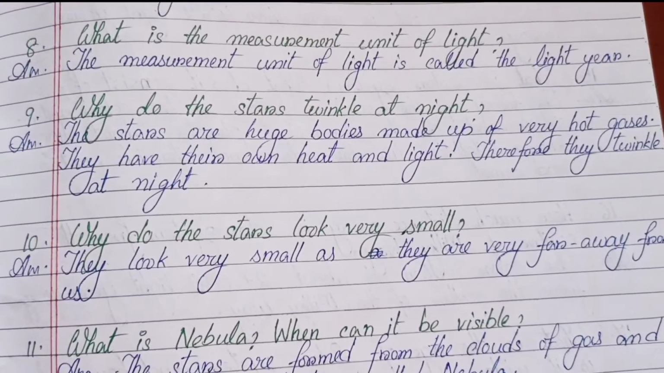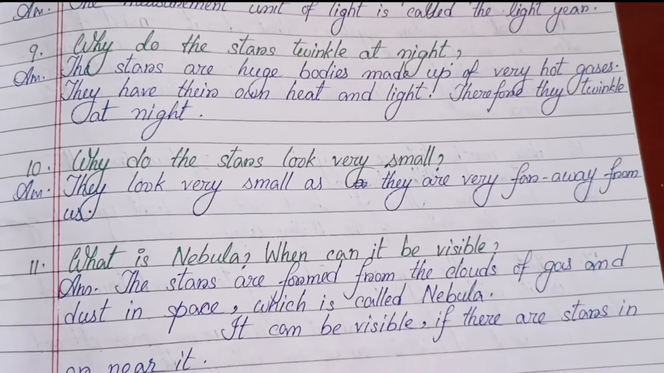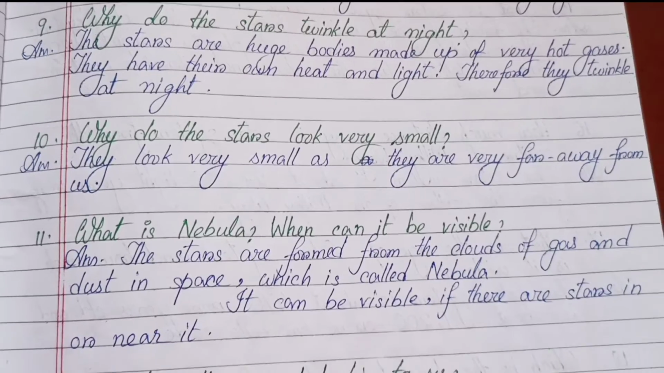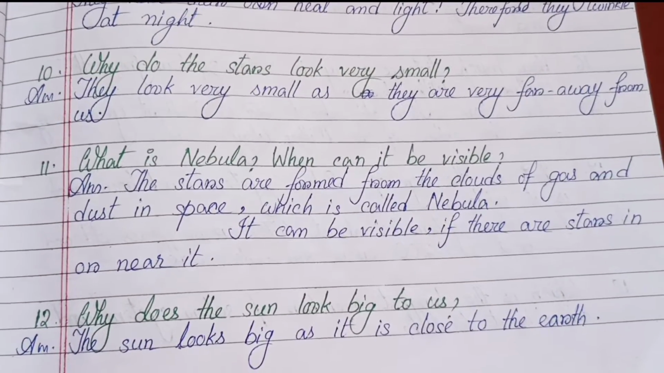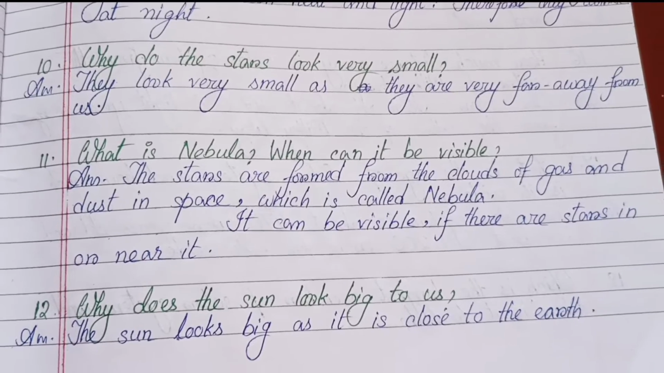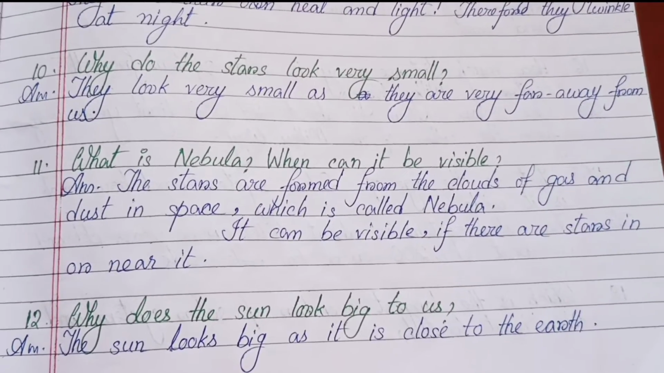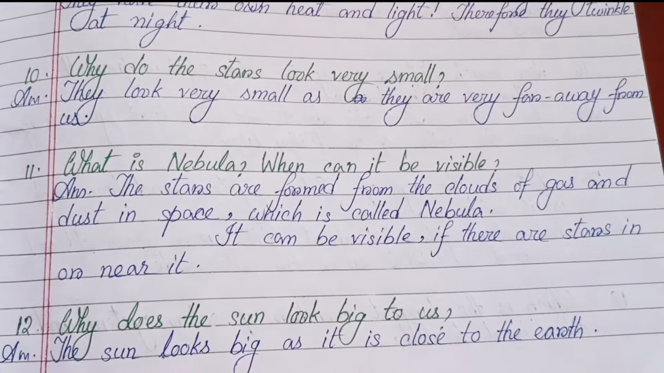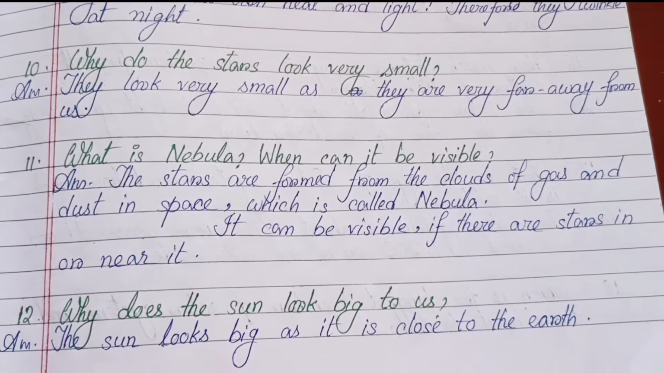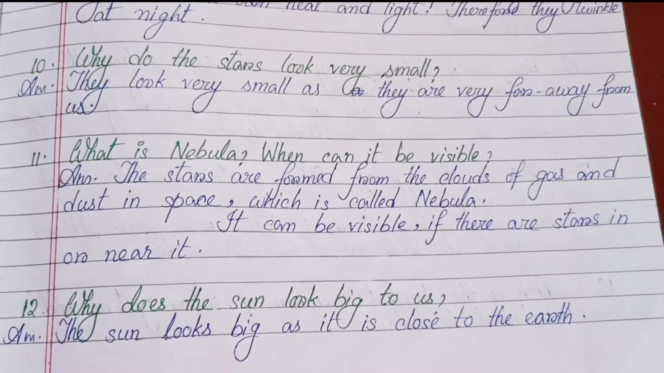Number 10. Why do the stars look very small? They look very small as they are very far away from us. Number 11. What is nebula? When can it be visible? The stars are formed from the clouds of gas and dust in space, which is called nebula. It can be visible if there are stars in or near it.